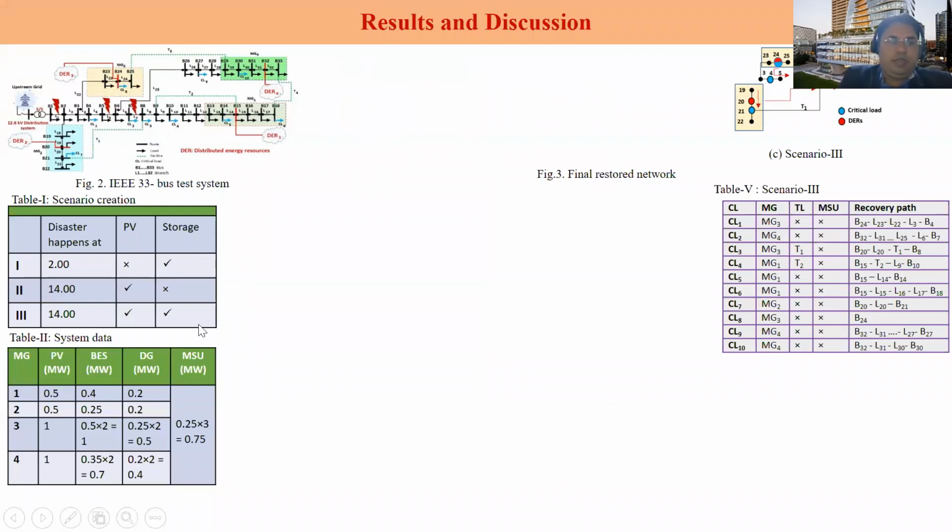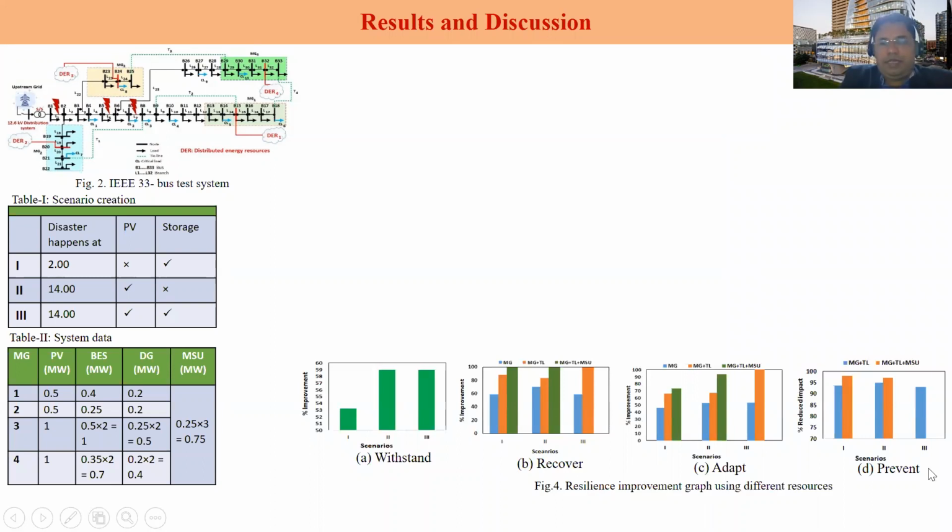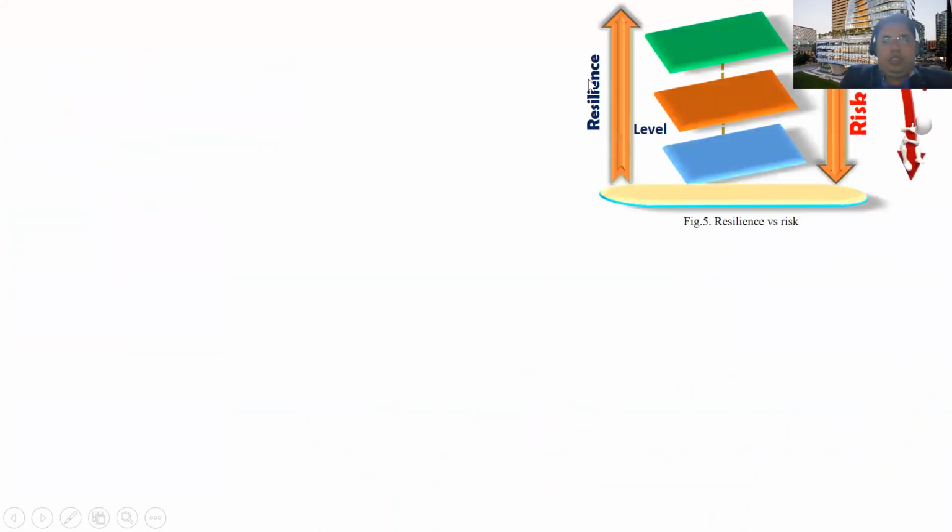Considering scenario 3, we have both PV and storage, and it has sufficient capacity to meet all the critical load. Here is the resilience improvement graph for withstand, recover, adapt, and prevent using different combinations of resources like microgrid plus tie line plus MSU. Here I have considered one level as resilience and another as risk. If you want to increase the resilience level, then the risk level will be minimized according to the economic losses.